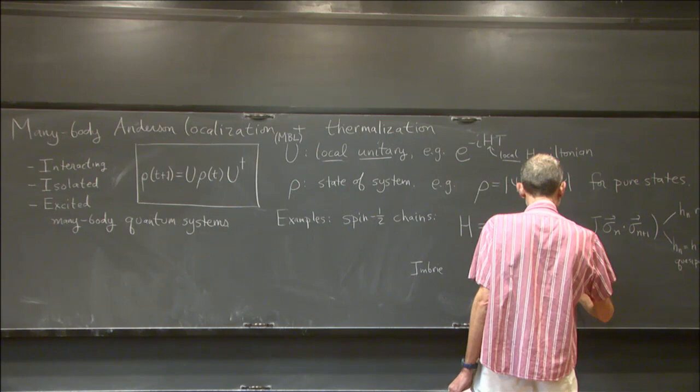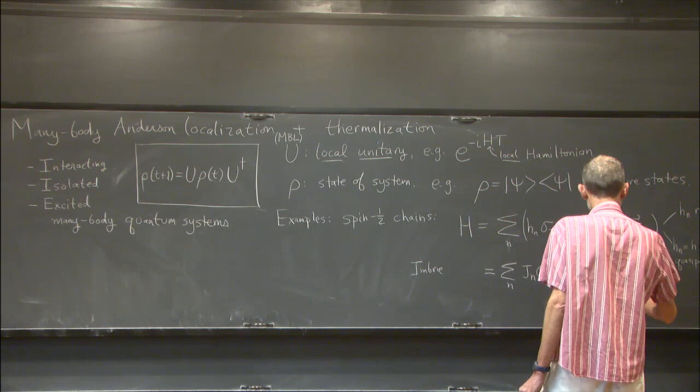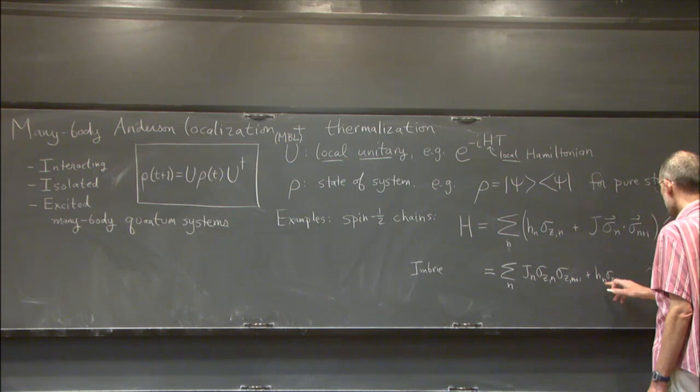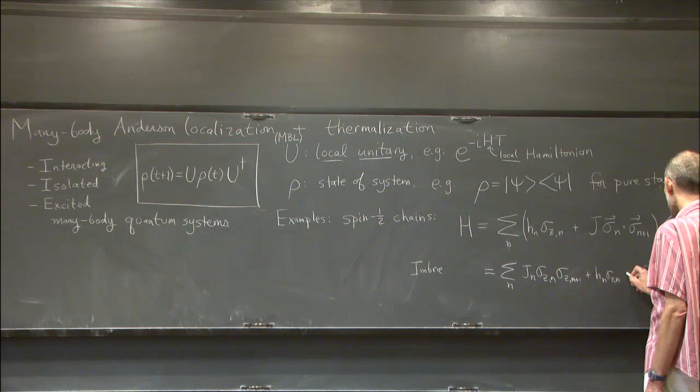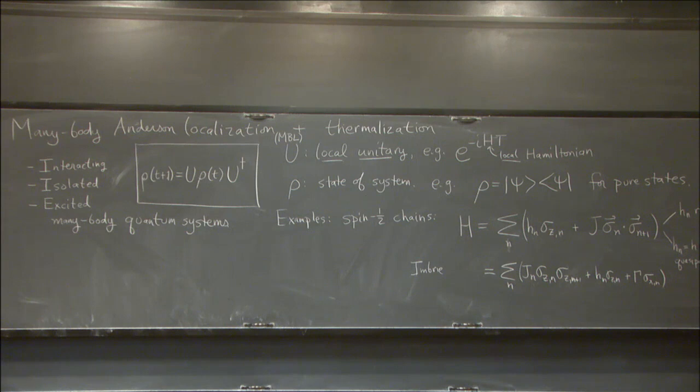So just an Ising coupling instead of a Heisenberg coupling, and then an h_n sigma z_n, random fields. Couplings could be random, not important. If one of these is random and not the other, but yeah, we have random fields, and then he put a transverse field, sigma x_n. So this is the specific model which Imbri actually proves some things about.